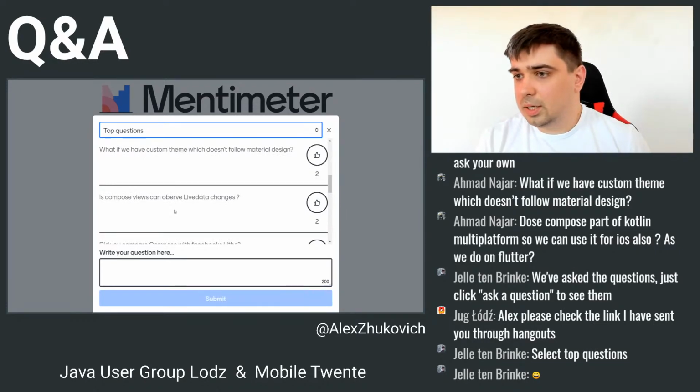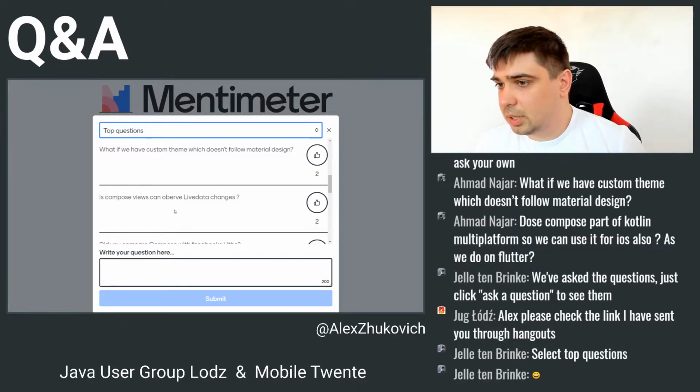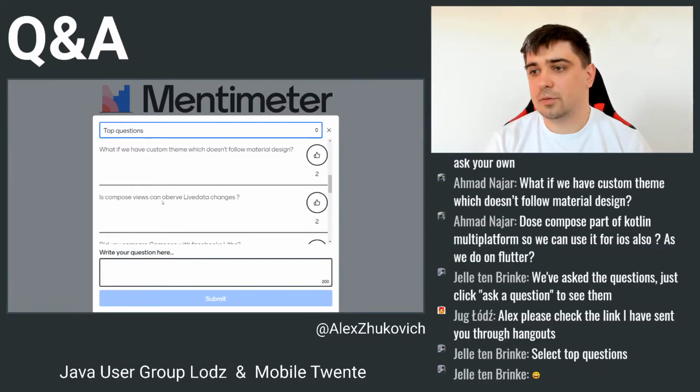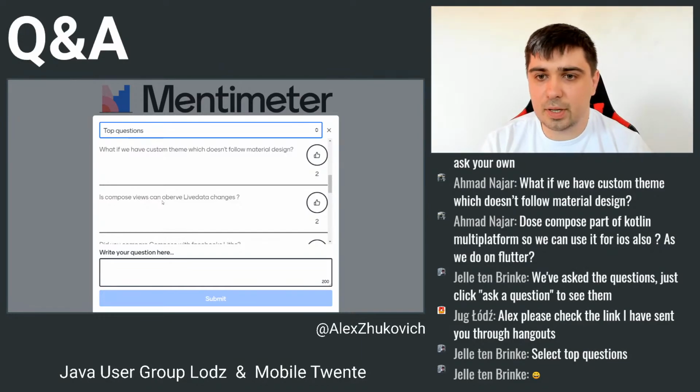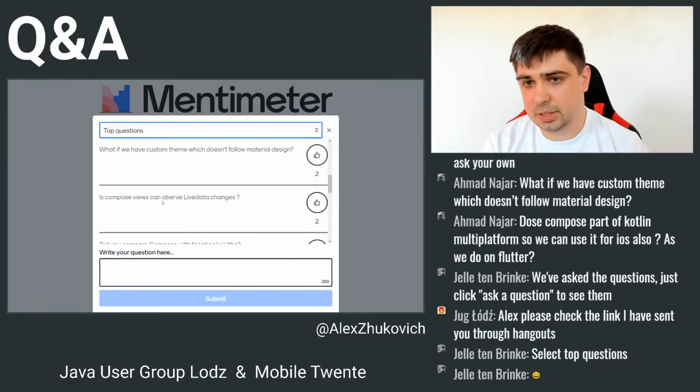So next question. Can a composable view observe LiveData changes? Yes, in Jetpack Compose we can create a custom observe function. If you check one of the feature branches in my repository with these applications, you can find it. I'm changing it right now to LiveData, but yeah, it can be done pretty easily.